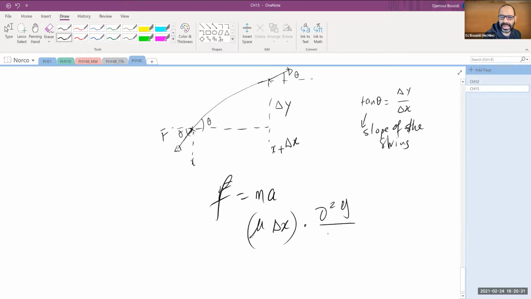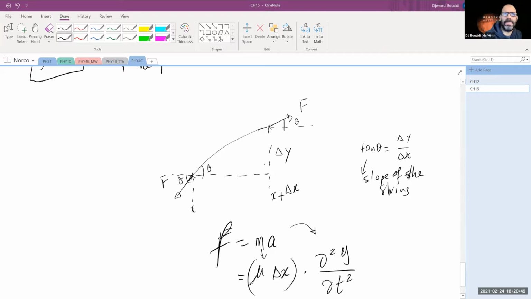And I have to use the partial symbol in here, because I know, as I said before, that this function y depends both on location and time. So I have to use these partials in here. So this is my F equals ma. This is A, this is M, okay? Now I need to find the forces on the other side.